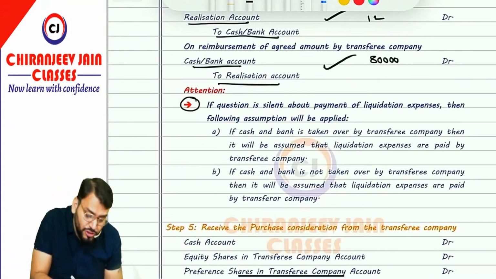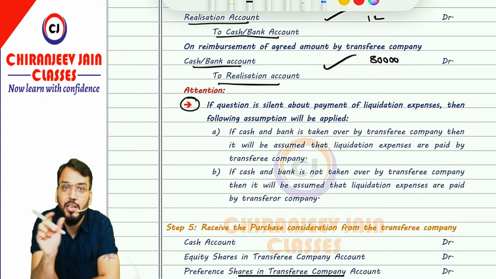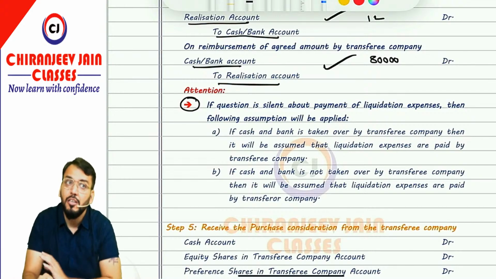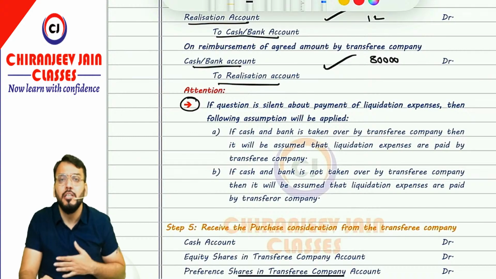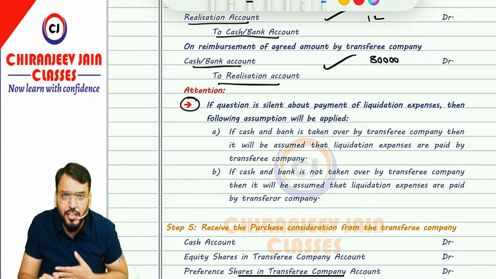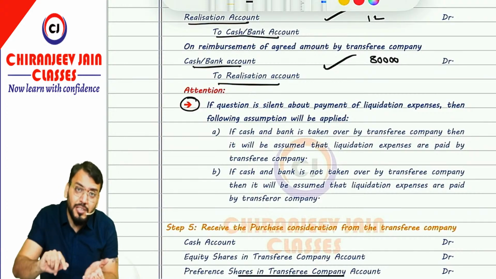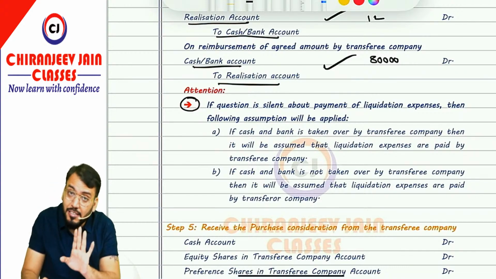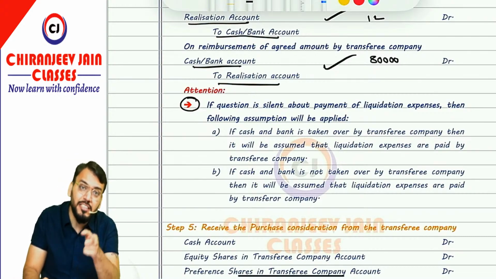Now, sometimes the question is silent about liquidation expense. The question has given nothing. It says liquidation expense 10,000, and nothing has been given whether it is paid by the transferor company or by the transferee company. In that case, we will take some assumption. What is the assumption? If the entire cash and bank is taken over by the transferee company, can the transferor company pay the amount? No. So in that case, we will assume that realization expense or liquidation expense will be paid by the transferee company. But if the cash and bank is not taken over by the transferee company, it means it is paid by the transferor company.